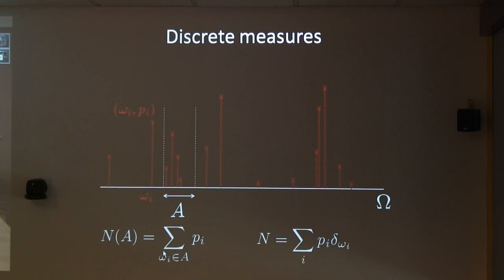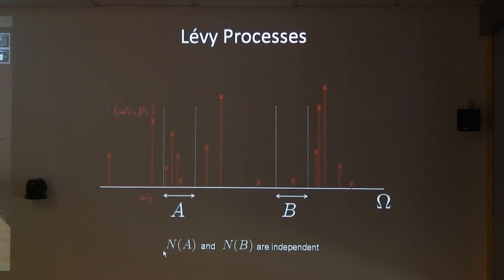So I'm going slowly here, but actually we're very close to being able to define Levy processes using this. So Levy processes are discrete measures like this that have the property, just like the Poisson process, that the mass that falls into A and the mass that falls into B, if they are disjoint, are independent. And that's the definition. And now we'll give a more constructive way to build them.